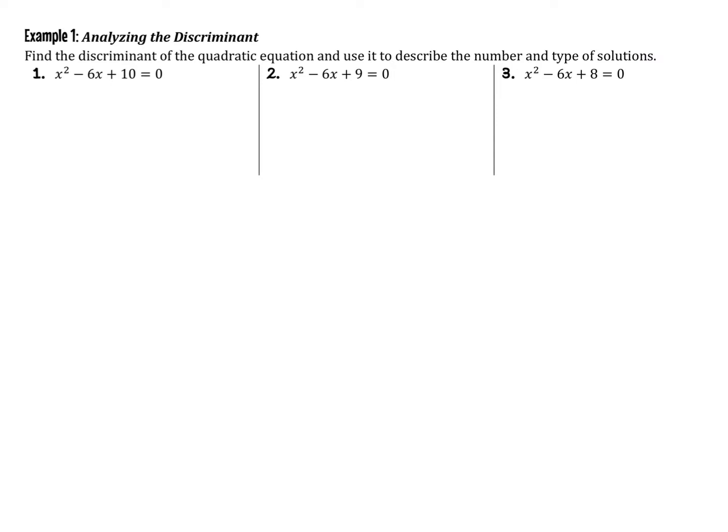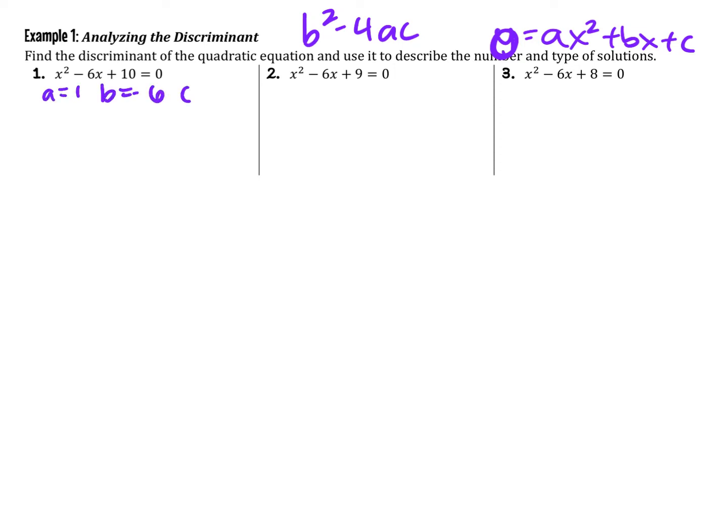So here we have some examples, and I'm going to go ahead and write what that discriminant is just on the top up here. That discriminant is the inside part of the square root, which is b squared minus 4ac. As a reminder, when we're doing this, we need our quadratic equation to be in standard form. So ax squared plus bx plus c equals 0. And in this case, all three of these problems are already in standard form. So we can identify on number 1, a is 1, b is -6, and c is 10.